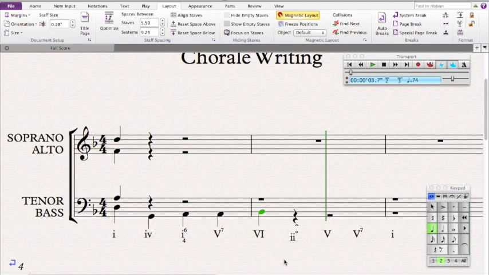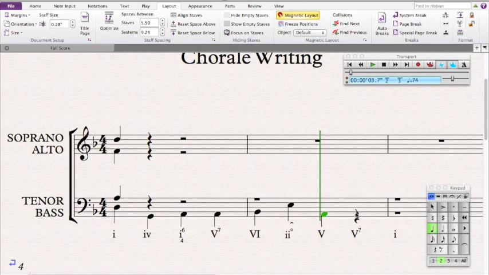Then we have a diminished 2. So what's the second scale degree in D minor? It's E, so it's an E diminished chord. So that means, since it's in root position, that we're just going to put an E natural there. Then we have a 5 chord, so it's the fifth scale degree of D minor, A, so it's an A major chord. Since it's in root position, I'm going to put another A.